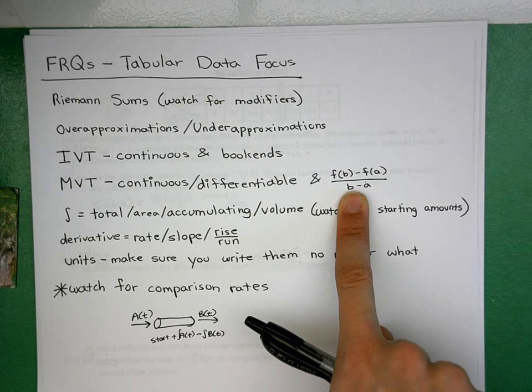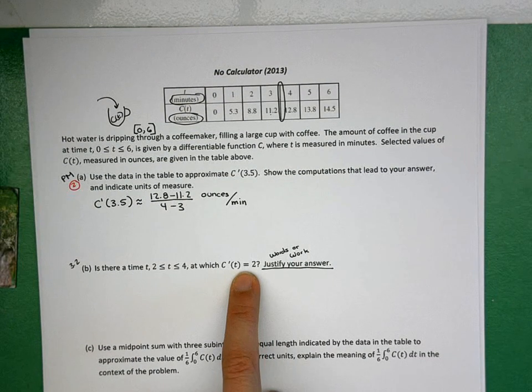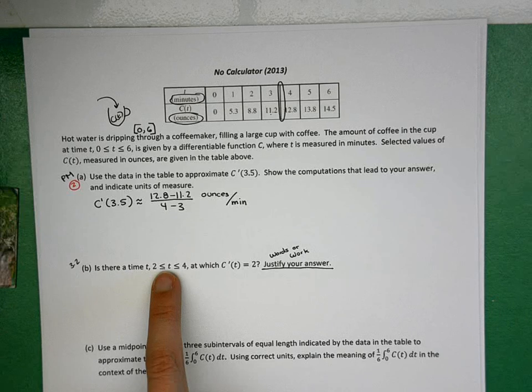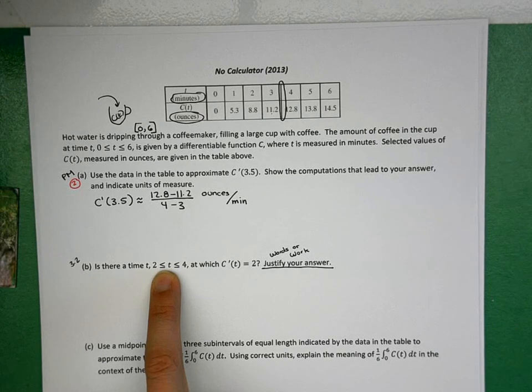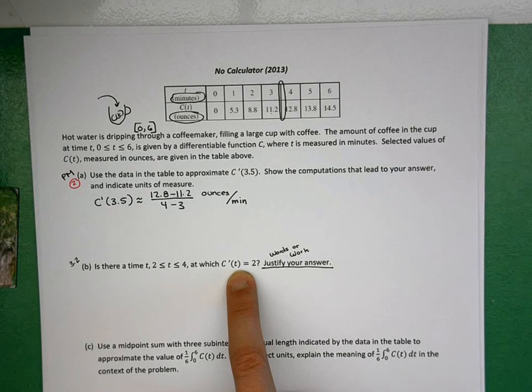So in this case, I'm trying to guarantee that I have somewhere a slope or a derivative of 2. And so if I can find any 2 points on this interval, 2 to 4, that give me a derivative or a slope of 2, then using MVT I can say, yes, it exists, right?